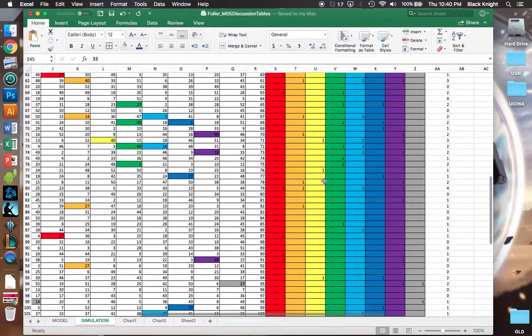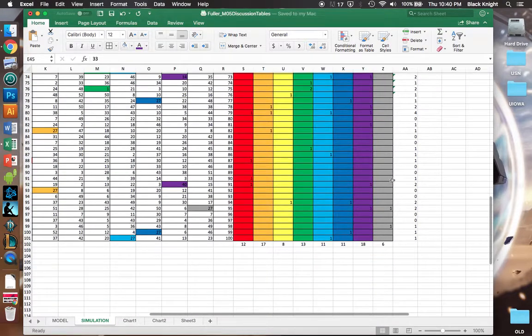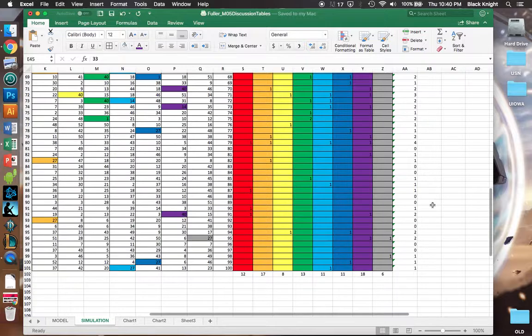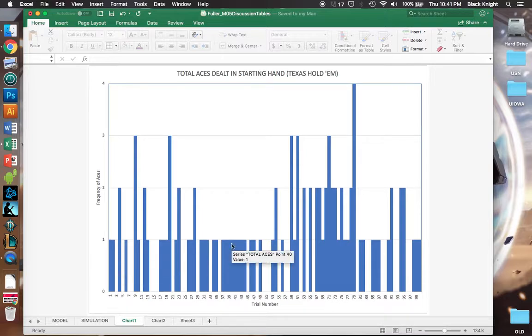I decided to look at the total number of aces dealt in each hand, like a histogram distribution, and then a bar chart of how many aces each player was dealt throughout the game. For total aces dealt in the starting hand, it was all over the place. As you can see, there's only one hand where all 4 came into play in that initial hand, which I thought was pretty interesting.